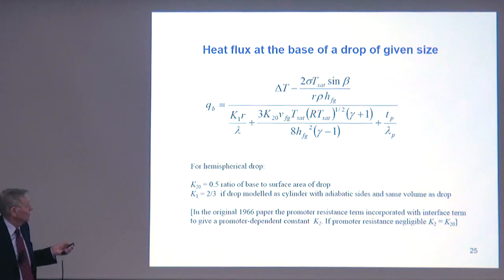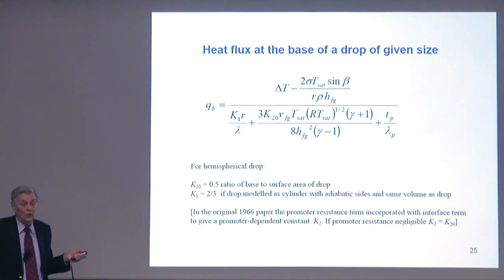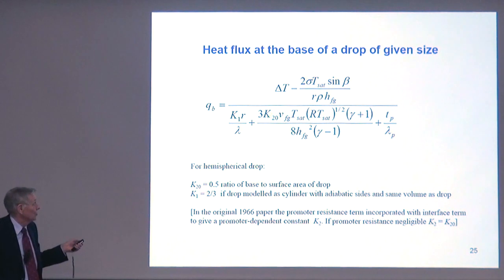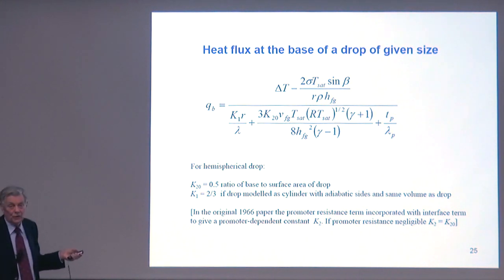In fact, this term is the specific volume difference between the gas and the vapor. Effectively, this is the specific volume of the vapor. At low pressure, this gets very large, and this term becomes important. And this explains why the heat transfer coefficient goes down as the pressure goes down. This is the thickness and thermal conductivity of the promoter.